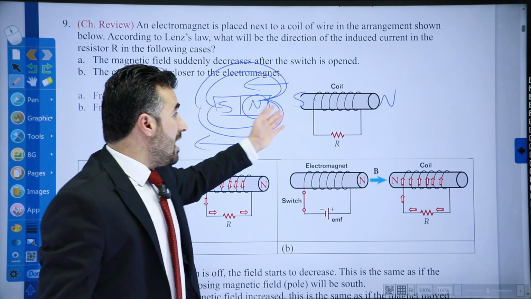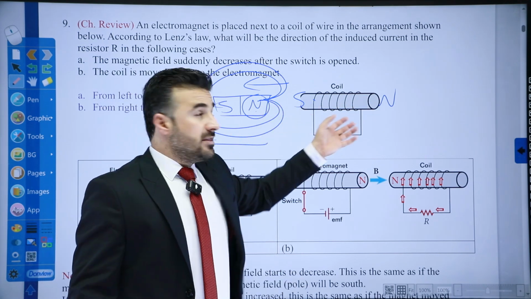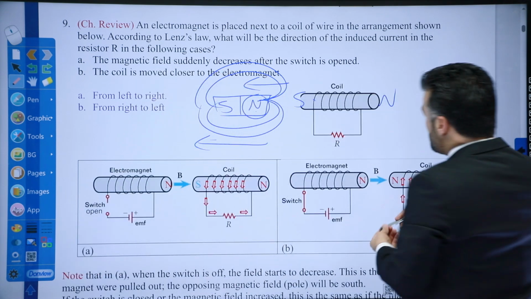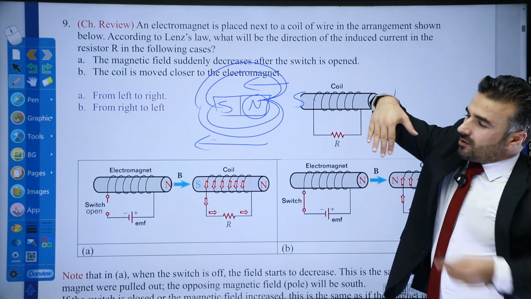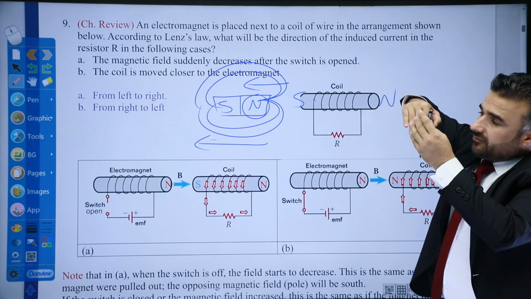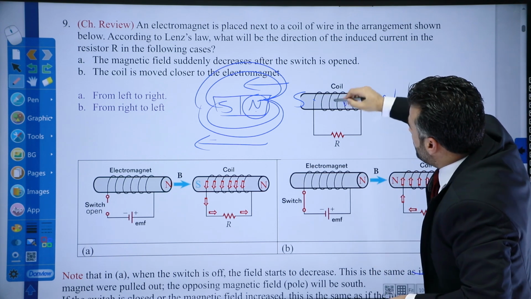If this is north, now we have north and south. Can you tell the direction of the current that is induced here? Of course you should be able to. So once again, make sure that your thumb points north, and then curling your fingers represents the direction of the current here. So in this case, the current is moving downward here.